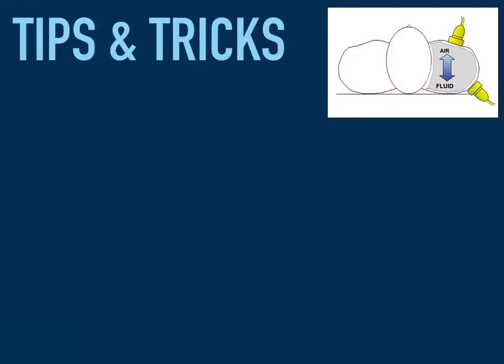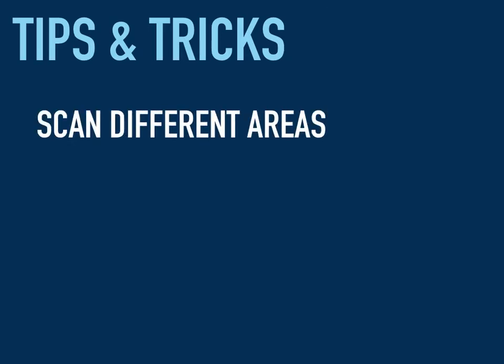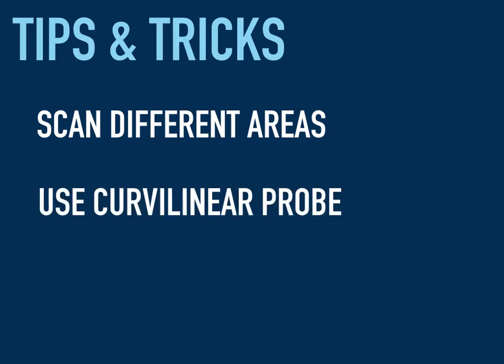So, tips and tricks: remember to scan different areas. And for assessing the pattern below the pleura, it's much better if you use the curvilinear probe. And how do you differentiate, like in the second case, diseases which are totally different from each other but have the same ultrasound pattern?